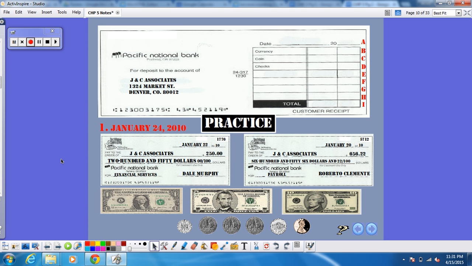Alright, so here's the information. Use this to complete the deposit slip. If you have any questions, let me know, but you will need to have this in your notes. So if you need to go back or pause this, go ahead.